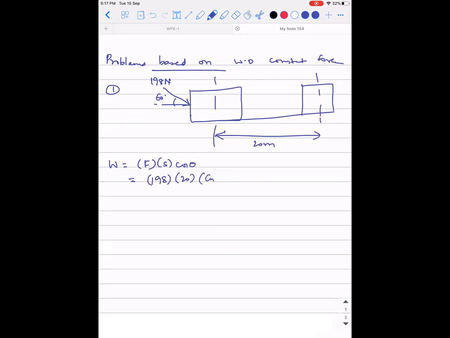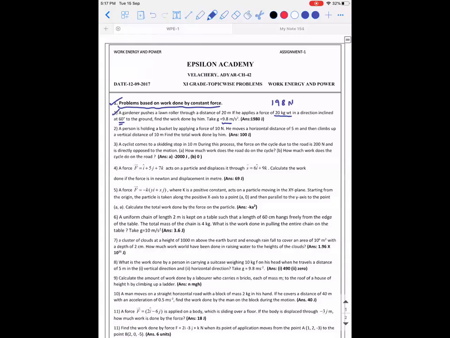Sir, 1 Newton is how much kg, sir? Like, I mean, 1 kg is how much Newton, sir? Weight is 1 kilogram weight. Kg and Newton cannot be related. 1 kilogram weight is 9.8 Newton. Okay, sir.